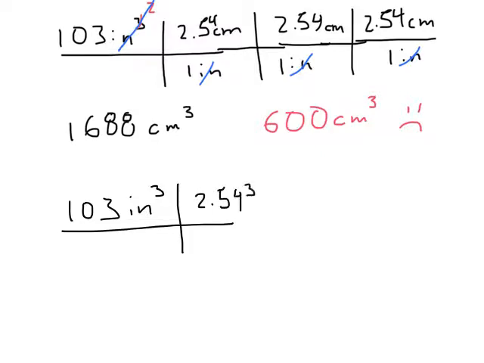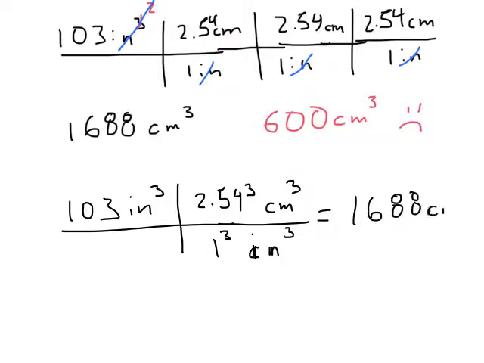2.54 cubed centimeters cubed, 1 cubed, which is still 1, inches cubed, and you would just enter into your calculator 103 times 2.54 cubed divided by 1 cubed, which is 1, and you would still get the same thing. So you can do that to save you a little bit of writing.